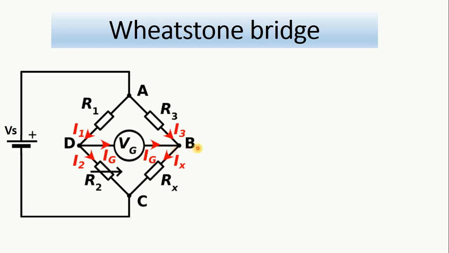So in the balance condition, no current will be flowing from the node D to the node B. This means that IG will be equal to 0, I1 is simply equal to I2, and here also I3 is simply equal to IX. This also implies that there is no potential difference between these 2 points D and B, which means that the voltage at D is equal to the voltage at B.